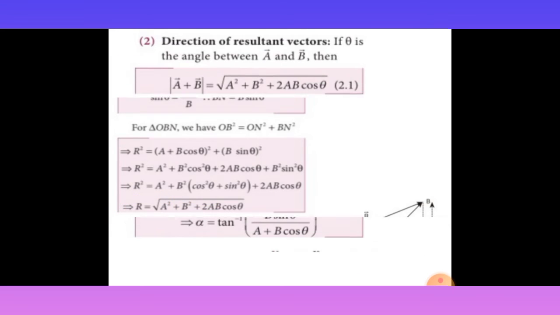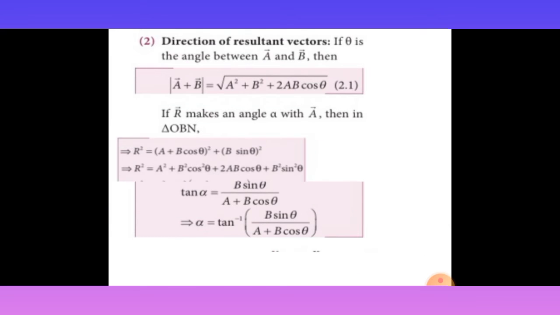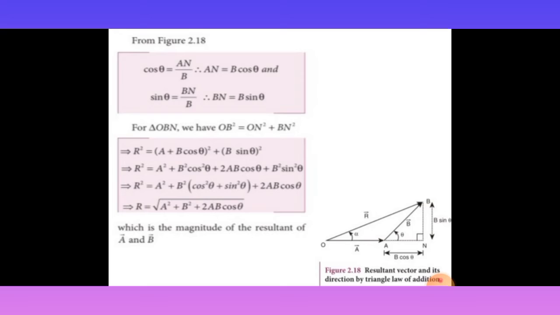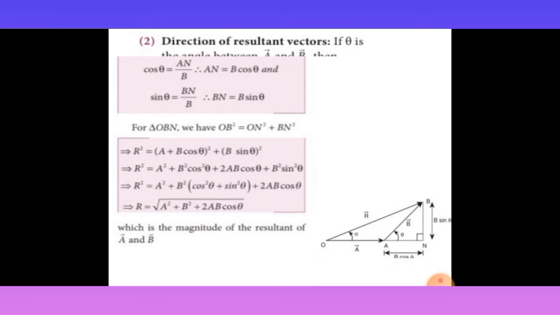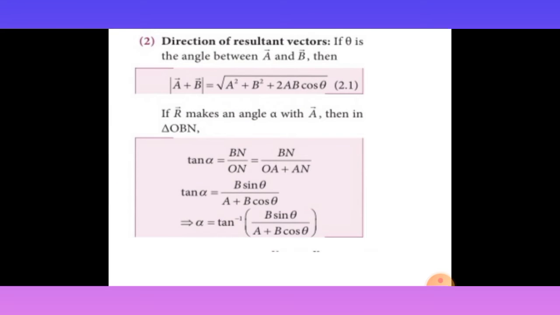Okay, so what is the value of R? R is equal to, we can take the square root on both sides. So R is equal to square root of a square plus b square plus 2ab cos theta, which is the magnitude of the resultant of the a vector and the b vector. So the magnitude of the resultant vector is calculated.